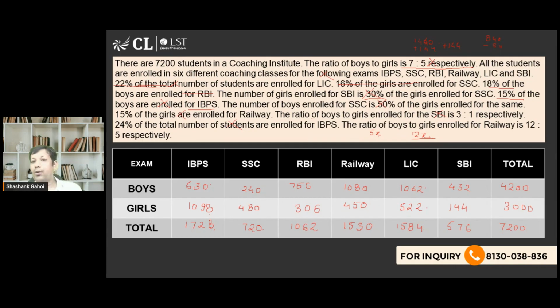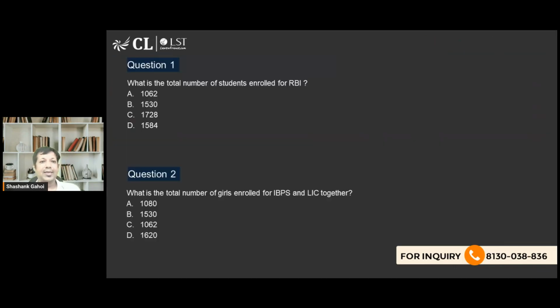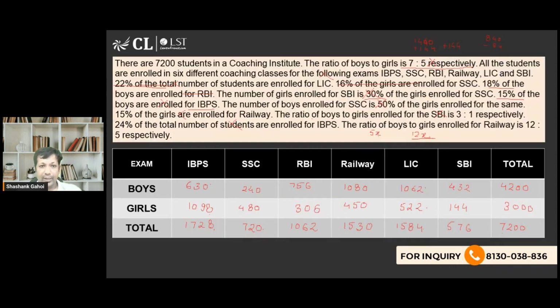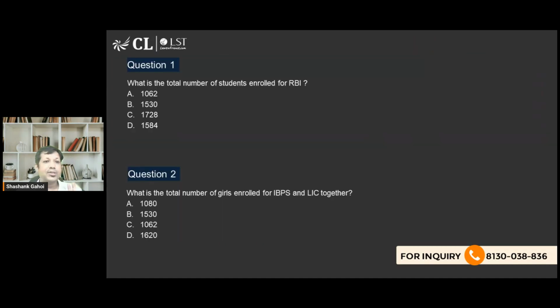Now I am going to solve every question, whatever the question is asking. What is the total number of students enrolled for RBI? For RBI, the total number of students enrolled is 1062, and that is my option B. That's it. So we got the answer, that is option B.